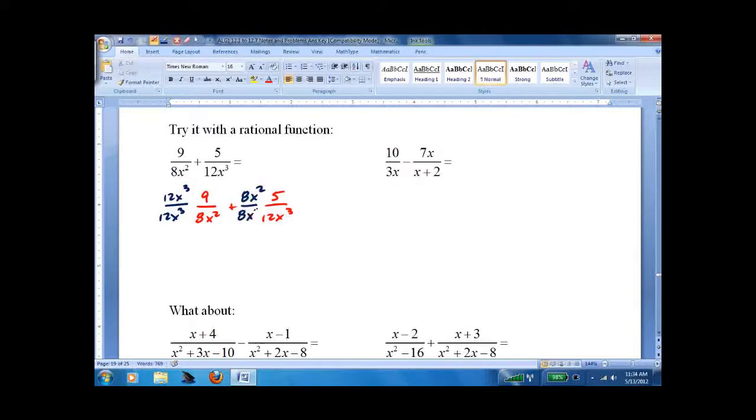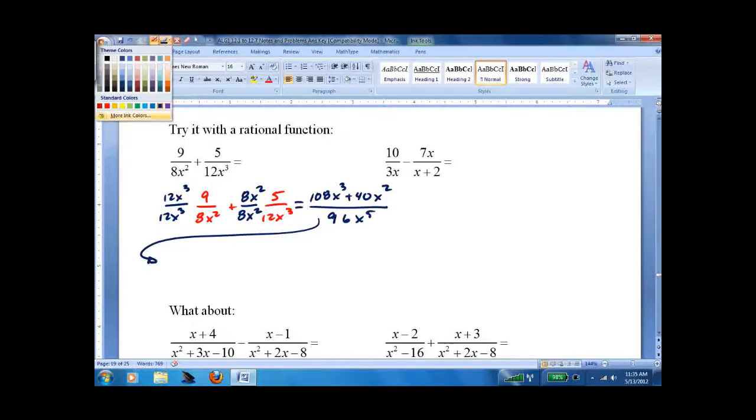And by the way, if you're smart enough to find an LCD, be my guest. It can actually save you a great deal of time. 9 times 12 is 108 x to the third, 40 x squared, all over 96 x to the fifth.